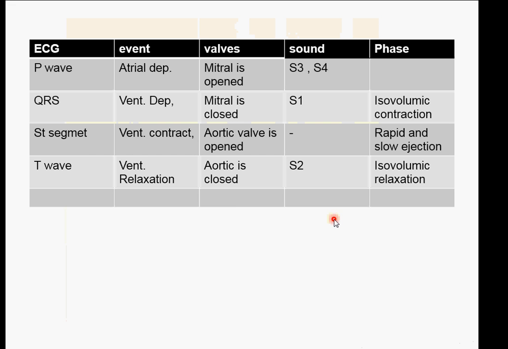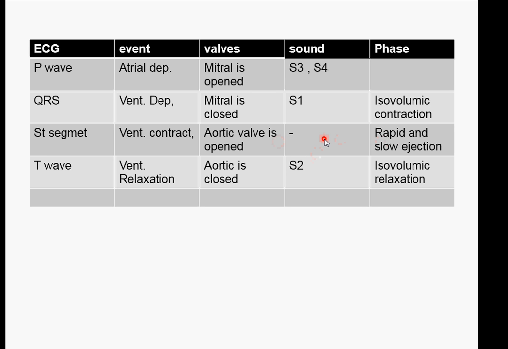Now actually I summarized all that in this table. At the P wave I have atrial depolarization, the mitral valve is opened, and I may have S3 and S4 sounds, but they are not very important. At the QRS I have ventricular depolarization, the mitral valve will close, and S1 with isovolumic contraction. At the ST segment, ventricular contraction, the aortic valve will open, there is normally no sound, except if we have stenosis of the valve, then I may have a murmur. But if everything is normal there is no murmur.